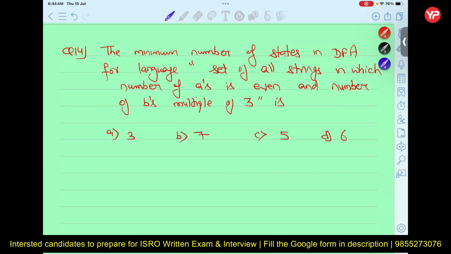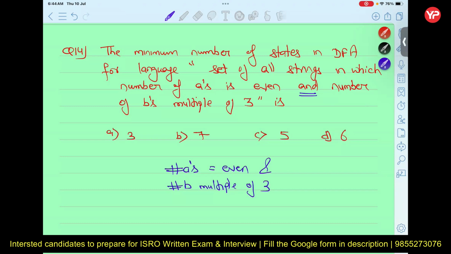The minimum number of states in a DFA for the language, the set of all strings in which the number of A's is even and the number of B's is a multiple of 3. It means we require all such strings in which the number of A's has to be even and the number of B's has to be a multiple of 3. Whenever there is a composition of two languages, we have to perform the Cartesian product between the states of the first language and the second language.